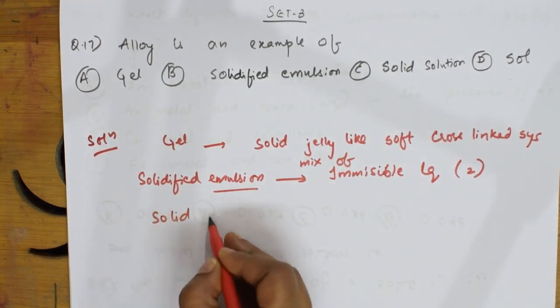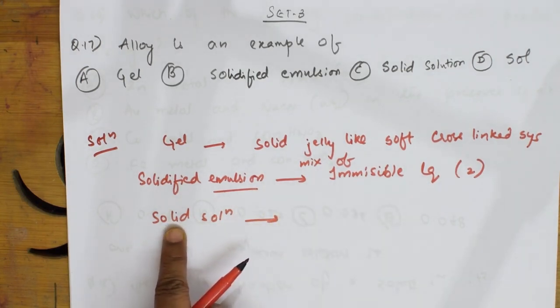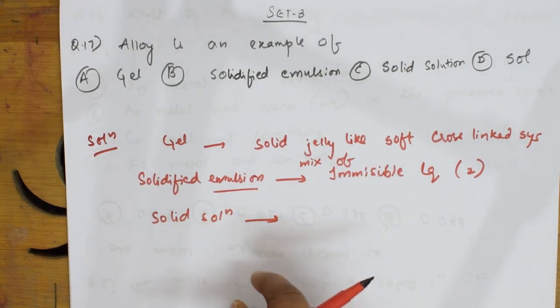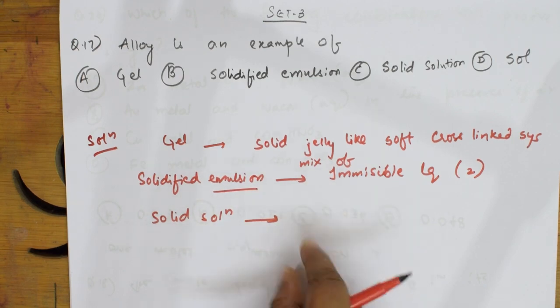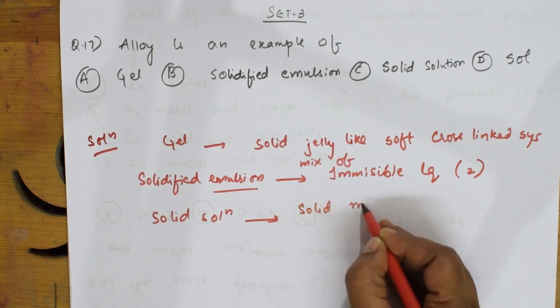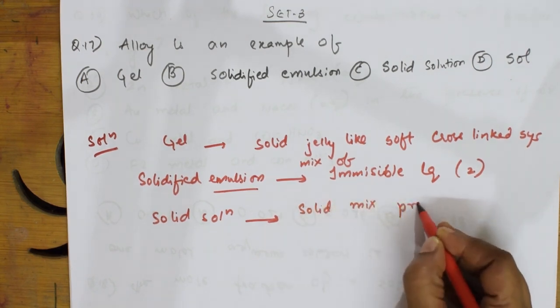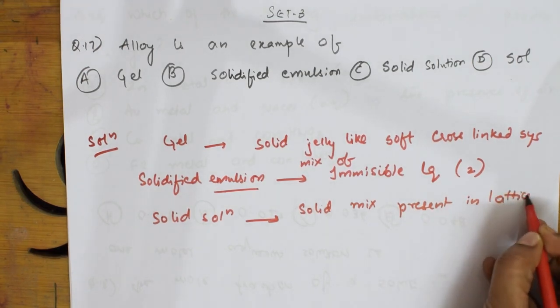What is now solid solution? Basically, solid solution is nothing but a solid mixed in a lattice, meaning a solid mixture which is present in the lattice of a solvent. Let us write: it is a solid mixture present in the lattice of solvent.